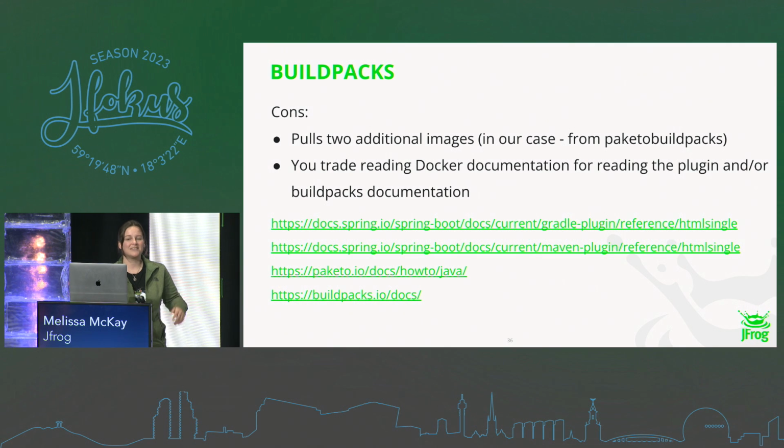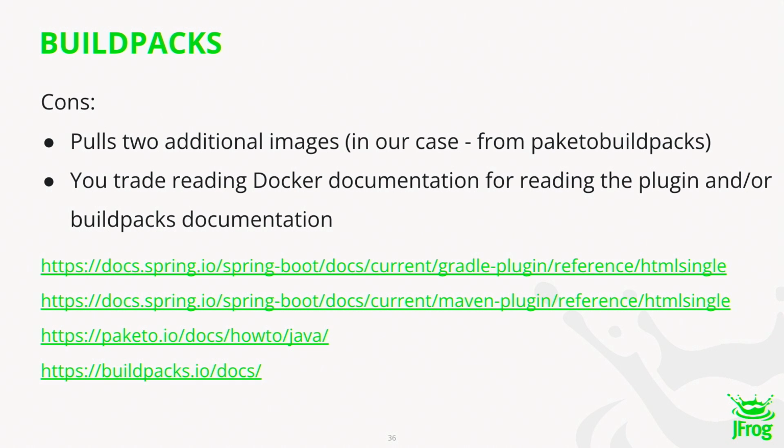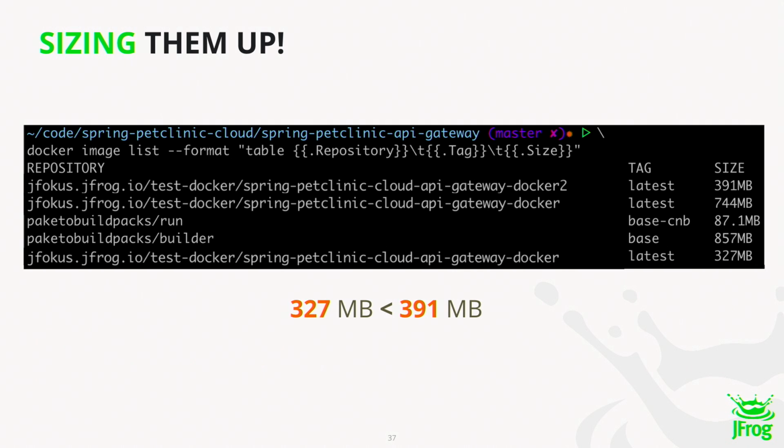That's some of the cons of BUILDPACKS. You do trade reading Dockerfile documentation and learning that for reading the plugin documentation, but if you're more comfortable doing that, more power to you. Some links in here for BUILDPACKS. Paketo specifically is what the Maven plugin used. And again, I went ahead and built it and did some comparisons. It turned out the BUILDPACKS image was a little bit smaller, but notice we now have 2 extra images in there. We've got Paketo BUILDPACKS Run and Paketo BUILDPACKS Builder. Those aren't going to end up in production, but those are being used to build your image.